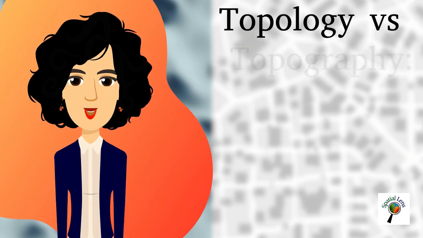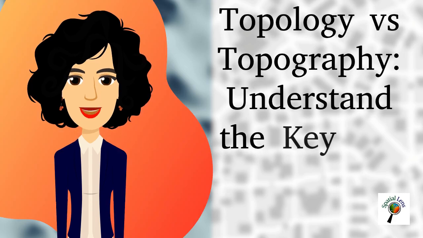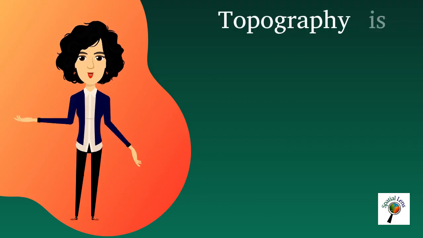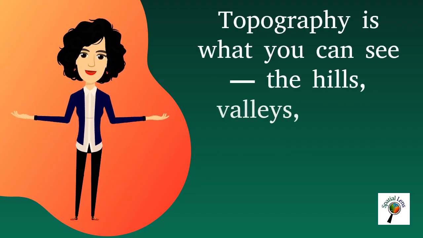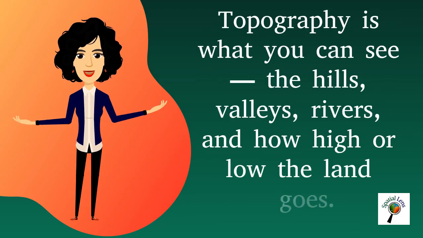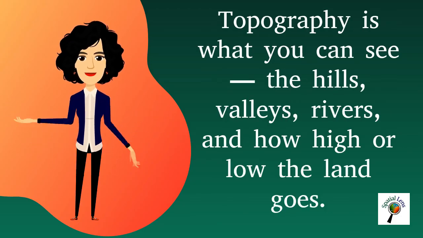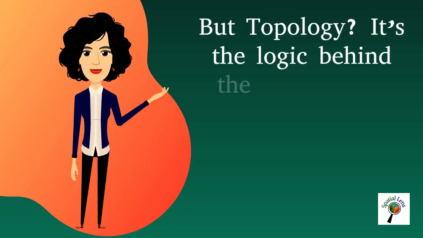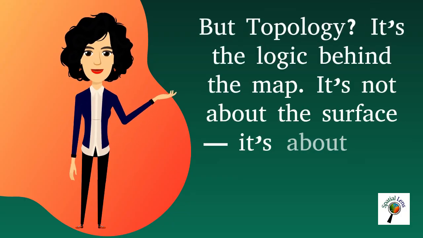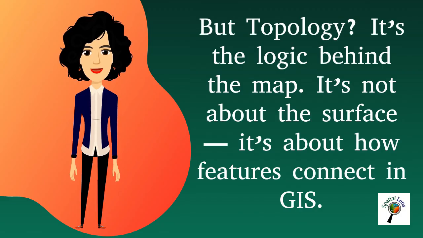Topology versus topography. Understand the key GIS concepts. Topography is what you can see. The hills, valleys, rivers, and how high or low the land goes. But topology, it's the logic behind the map. It's not about the surface, it's about how features connect in GIS.